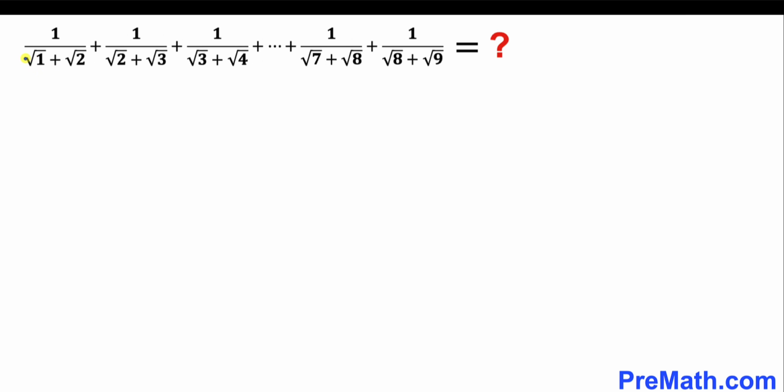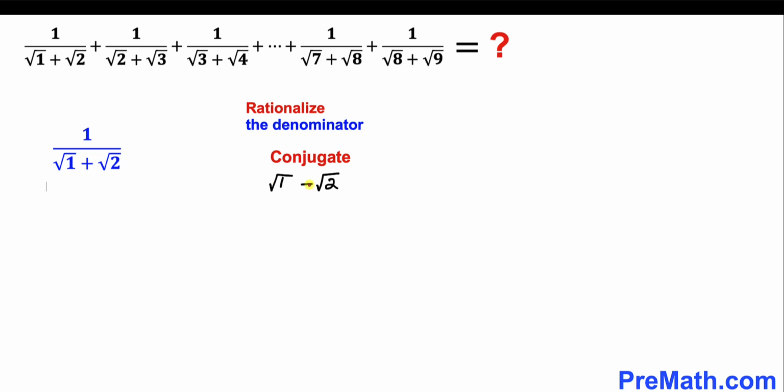And here's our very first step. Let's focus on this very first term. And here I have copied it down. And now we are going to simplify this by rationalizing its denominator, by multiplying and dividing by its conjugate, that is going to be square root of 1 minus square root of 2.